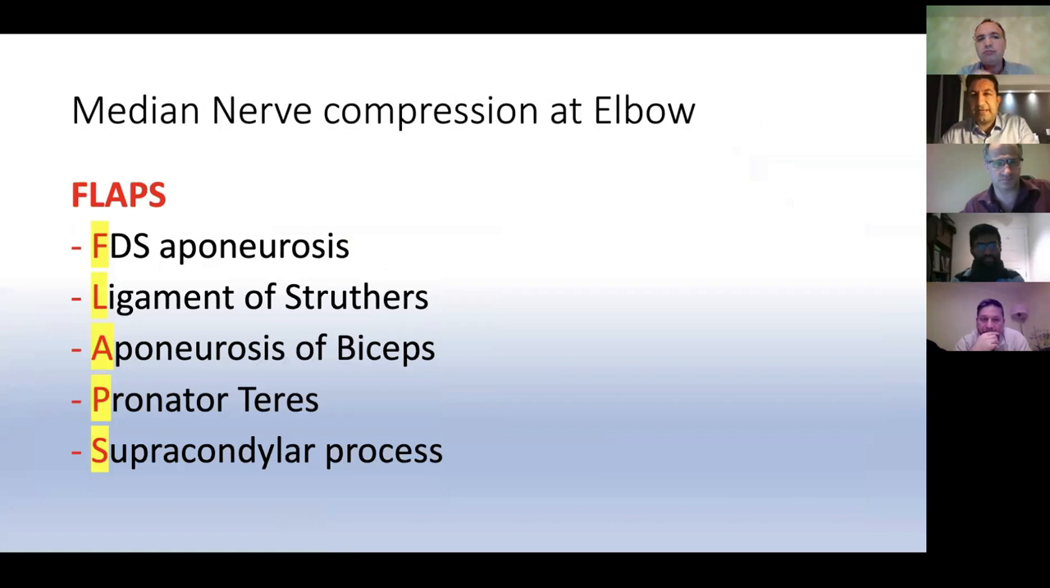What I was going to get onto, if you did really well, is where can the median nerve be compressed with a high median nerve palsy? I've got a little mnemonic, FLAPS: FDS aponeurosis, ligament of Struthers, aponeurosis biceps, pronator teres, supracondylar process. So you can learn that if you want the exam.